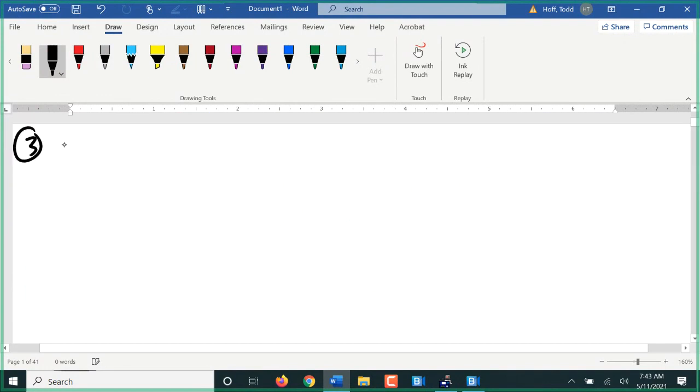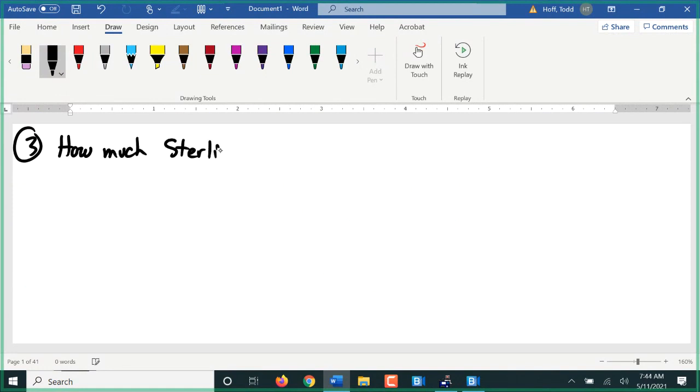So our third question. How much sterling silver. Sterling silver is actually 92.5% silver. Sterling silver is named after, I can't remember the first name, but it was a guy named Stirling who actually discovered that if you alloy silver with copper, it drastically reduces the corrosion.